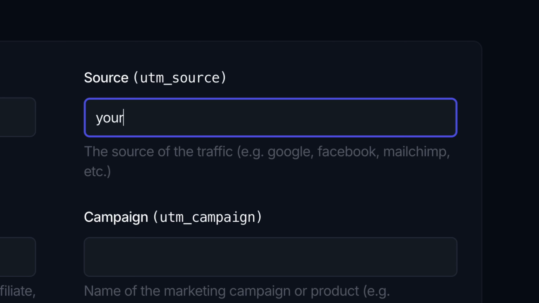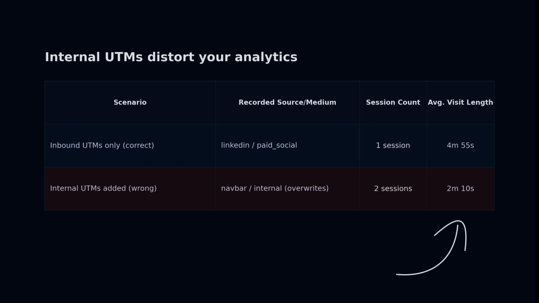Mistake number 5 is tagging internal links. Never use UTMs for links within your own website. Doing so will overwrite the visitor's original source and distort key metrics like visit duration. Keep UTMs strictly for external campaigns instead.